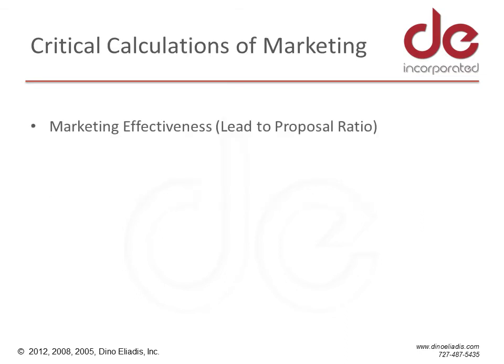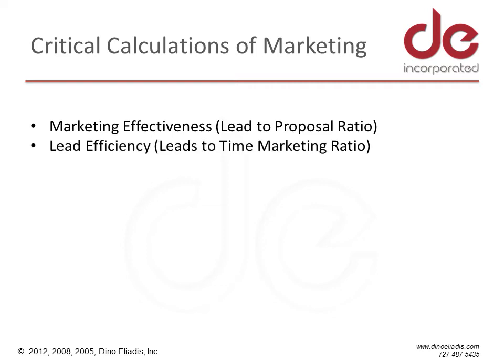The calculations for marketing are marketing effectiveness. This is the number of leads to the number of proposals that you get, and understanding how many leads actually turn into proposals. Next is lead efficiency. That is, how much time do you spend in order to generate a lead? And finally, what's the average cost per lead? So how much money and time, and what's that time cost you, do you spend on each lead that you generate? This is going to be important so that you know what you may have to invest in order to generate the number of sales that you need in order to reach your goal.